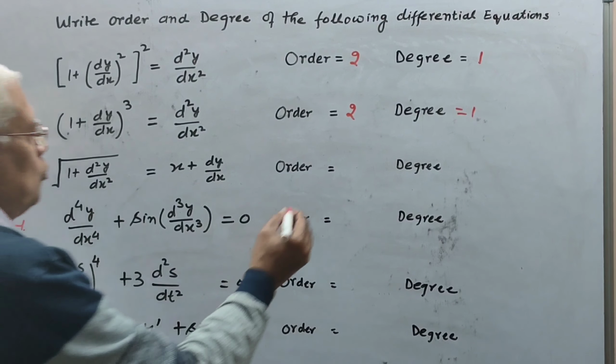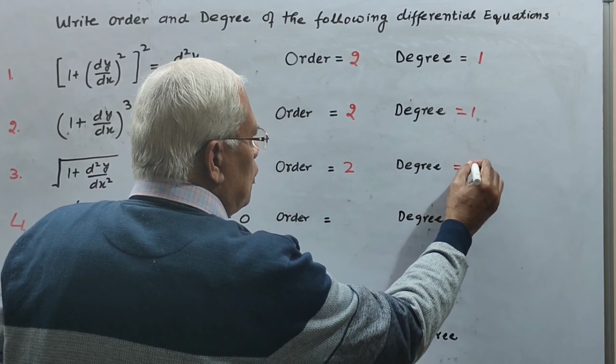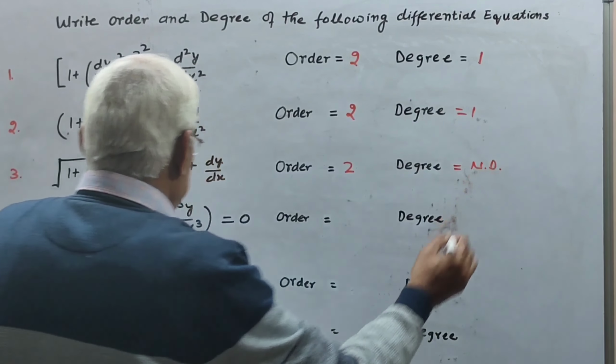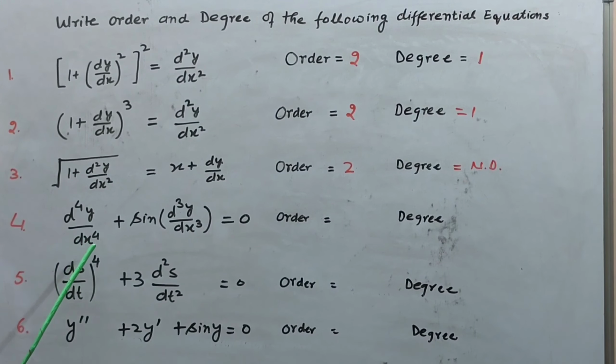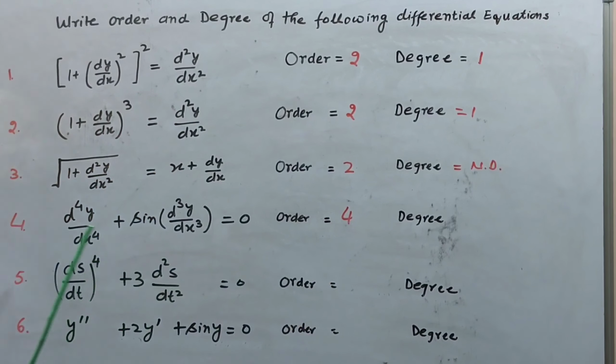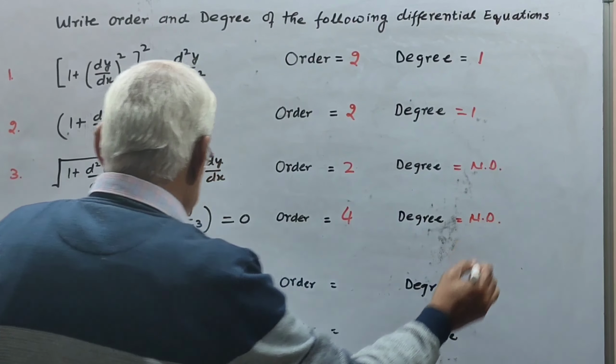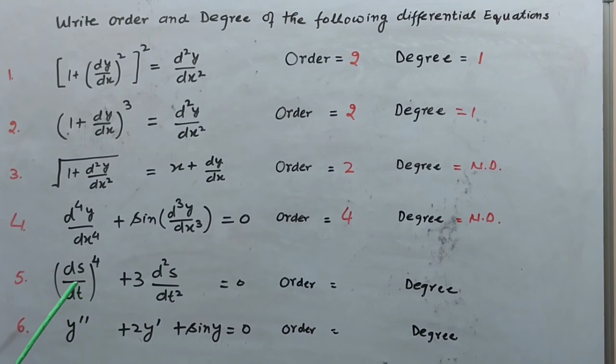Now here the highest order is d2y upon dx square. So order is 2. But it is not in the form of a polynomial. So degree not defined. Similarly, the highest order is d4y upon dx4. So order is 4, but it is not in polynomial form. So degree is not defined.